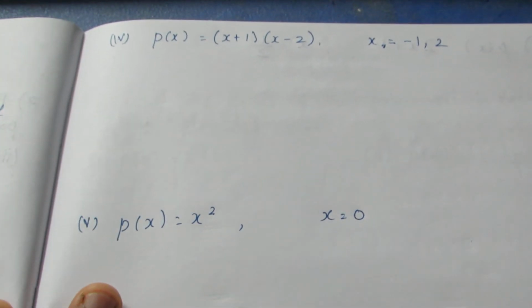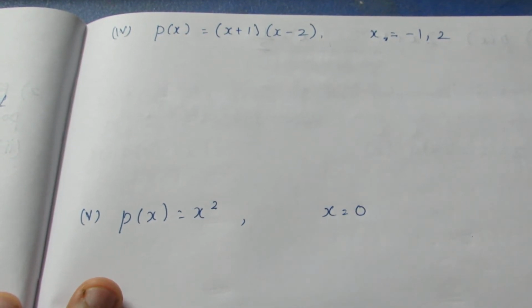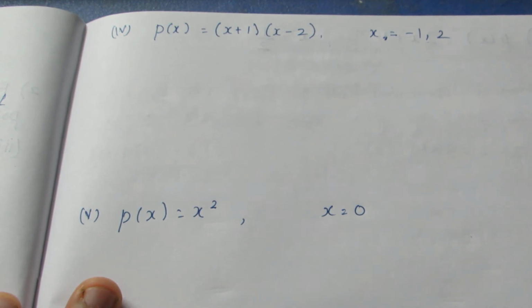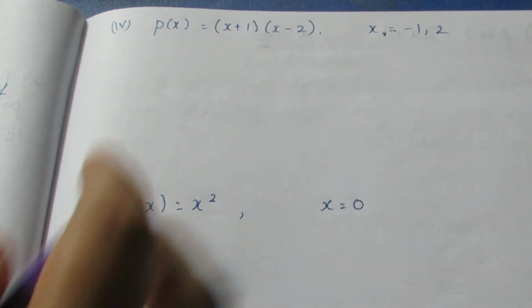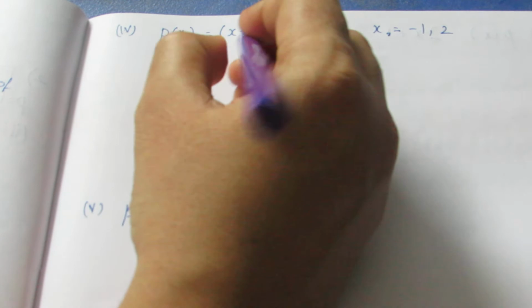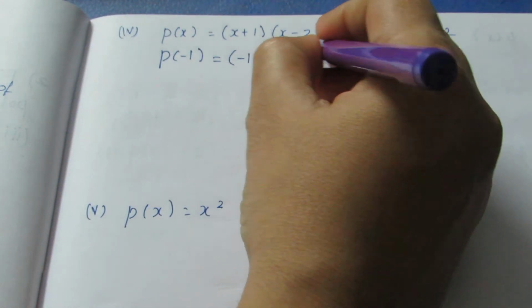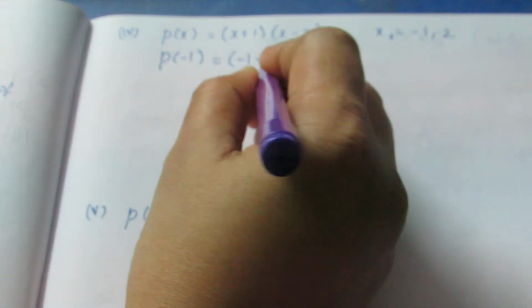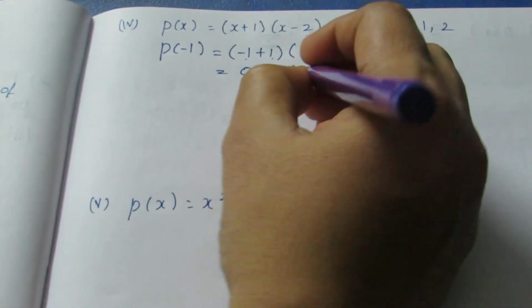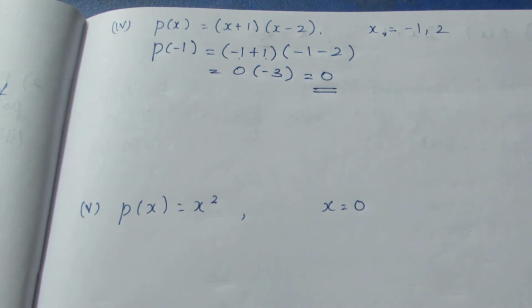In the fourth one, it is given that p of x is equal to x plus 1 into x minus 2, and x is equal to minus 1 comma 2. Here we are going to substitute minus 1 instead of x first. So p of minus 1 is equal to minus 1 plus 1. Substitute minus 1 in the places of x and write the rest of the number as it is. So it becomes minus 1 minus 2. Here minus 1 plus 1 is 0, and the other factor becomes minus 3. So 0 into any number will become 0. So for the first one, we are getting the number to be 0. Yes, then it will be a zero of the polynomial.